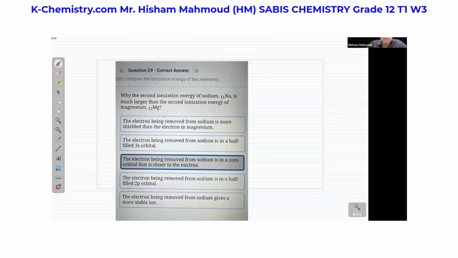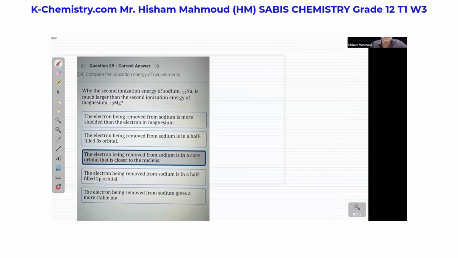Why is the second ionization energy of sodium much larger than the second ionization energy of magnesium? This is the trend. You cannot go against the trend, except in 2 exceptions, but the normal trend tells you that across the period, you have more protons. But Mr., is this an exception? No, it's not an exception. The second ionization energy is not only about the trend, but about when you try to remove an electron from Na+ into Na2+, what happens?